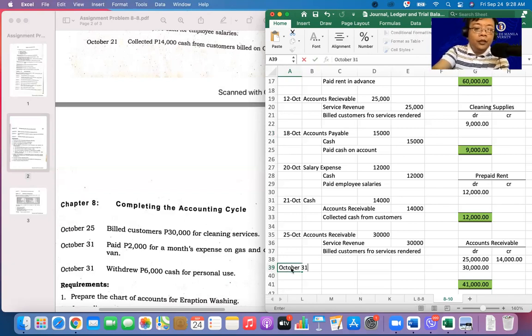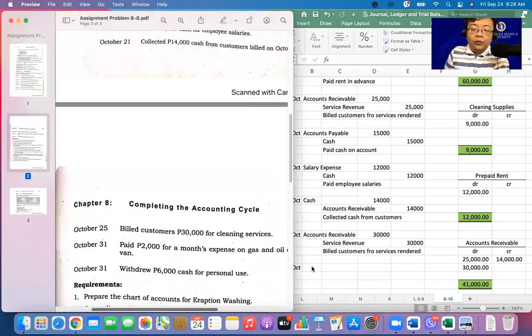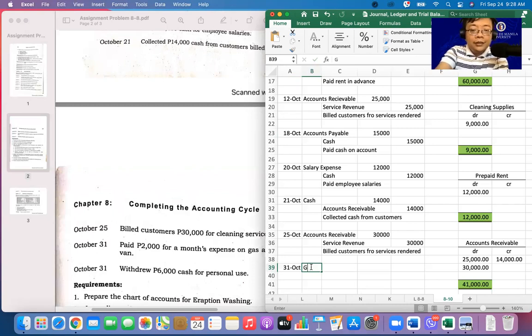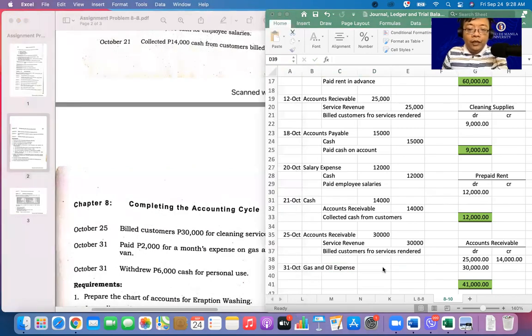All right, next, October 31. Paid 2,000 month rent on gas and oil for the delivery van. So we debit here what? Gas and oil expense. By the way, don't worry, I will give you these handouts, problem 8. So worth ilan yan? 2,000.